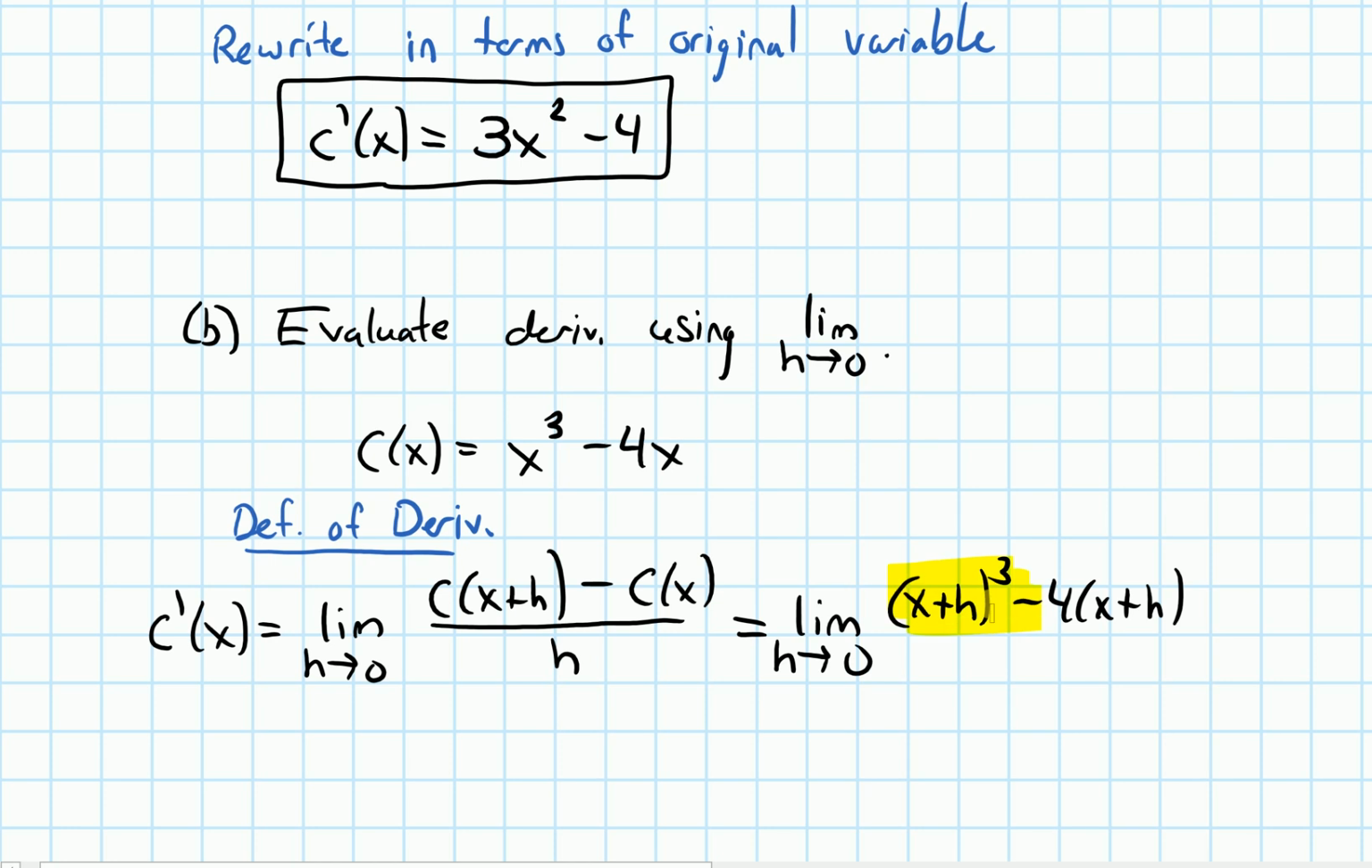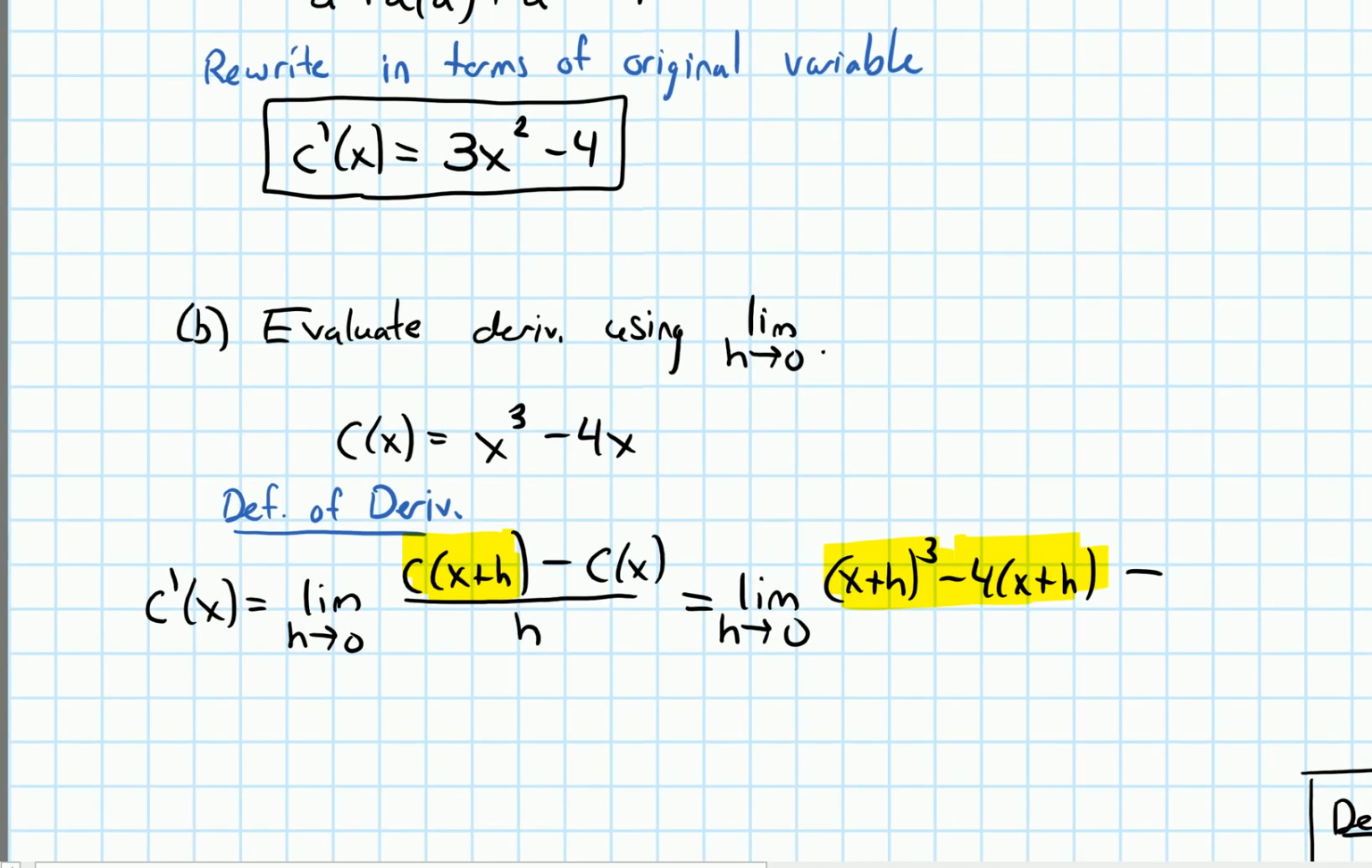Okay, so this whole thing here, that is c of x plus h. And then we have to subtract c of x. So let me zoom out a little bit to give myself more room. C of x, well, we know what c of x is. So I'm deliberately going to make an error, and let's see if you can spot my error. So minus c of x. So minus x cubed minus 4x.